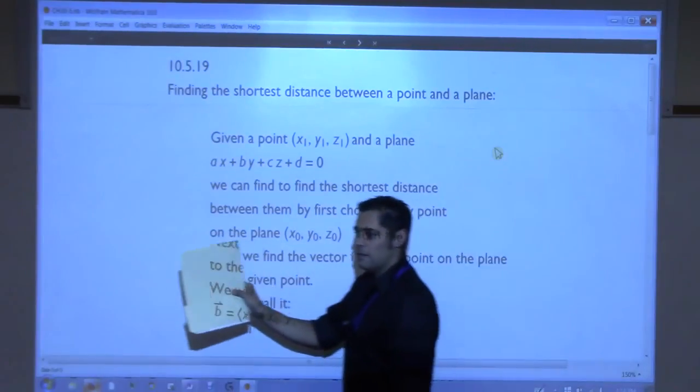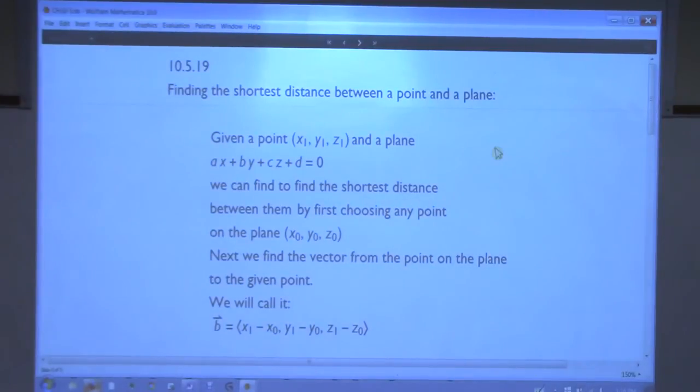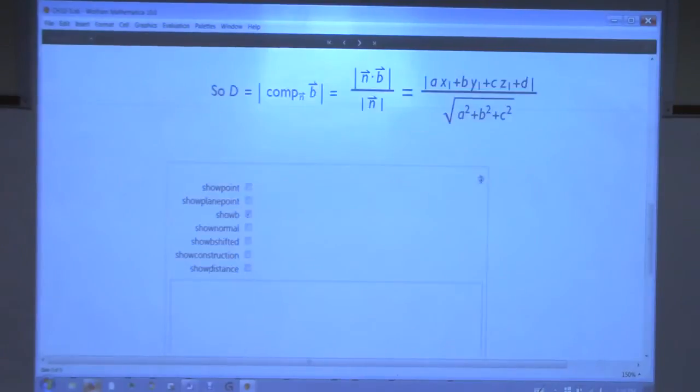I mean, if you just think about it, how do we find that shortest distance? So there's a little bit of a construction that we have to put together first to convince us of the answer. And I'm going to do it visually first.